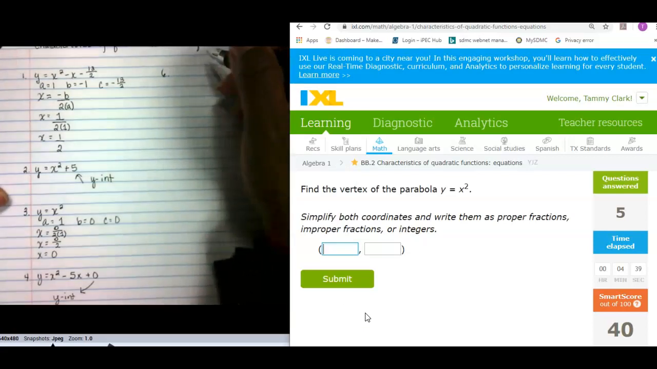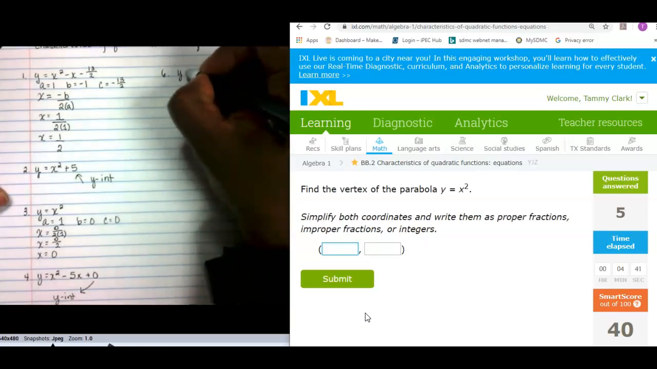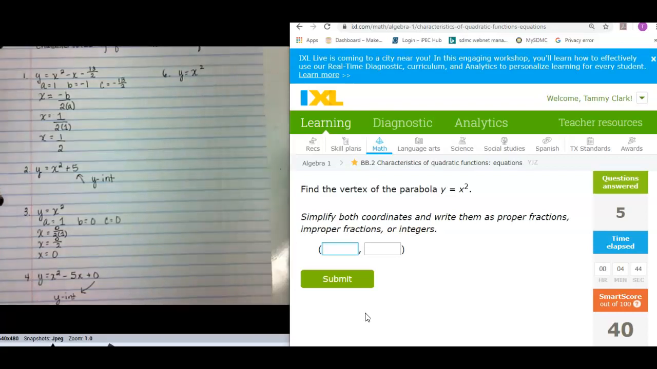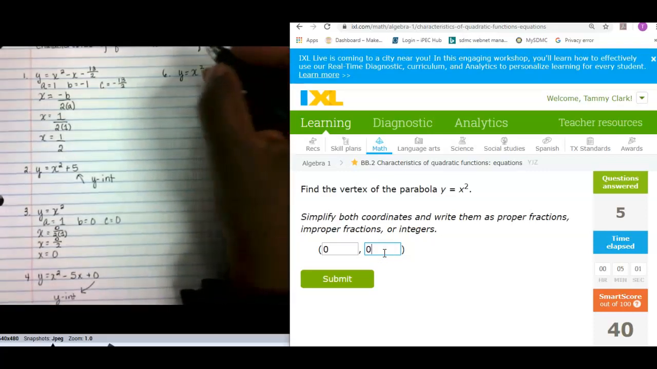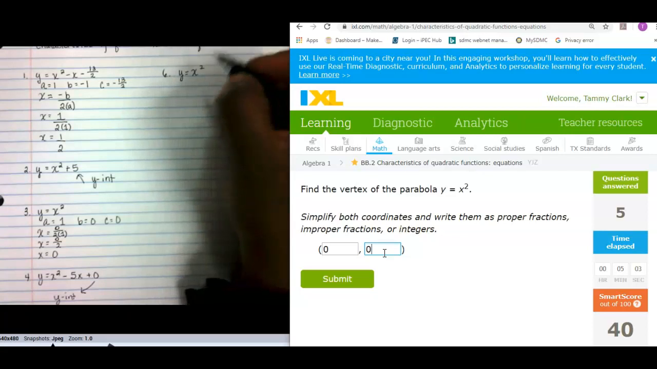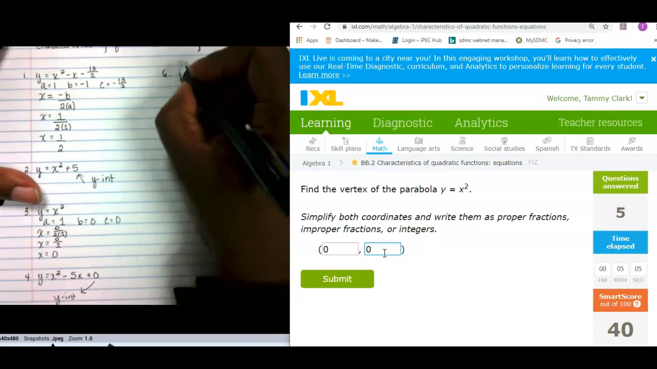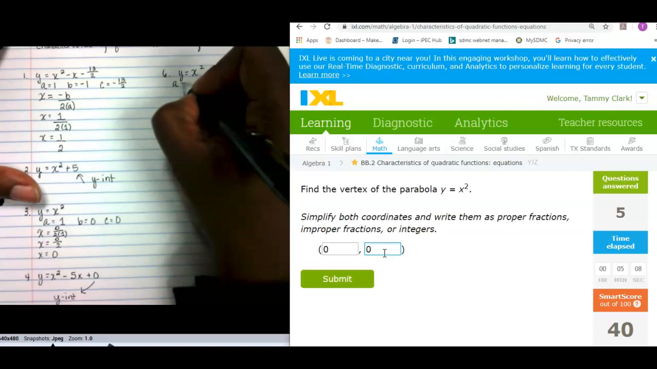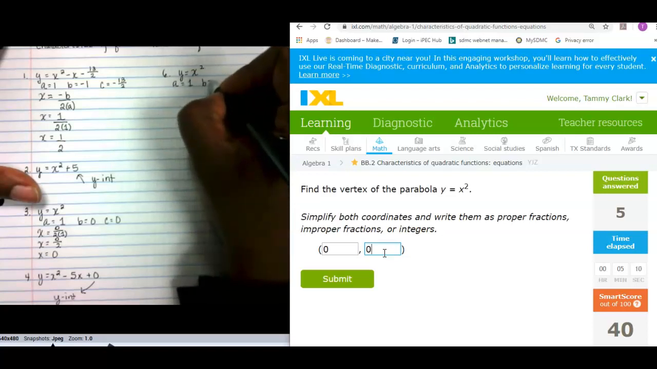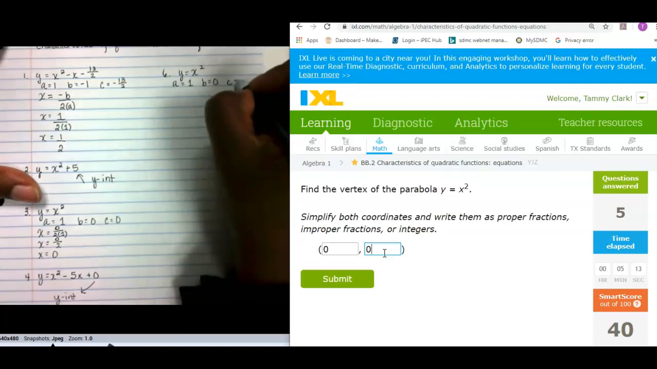So we've got number 6 here. Find the vertex of the parabola y is equal to x squared. Now there really isn't any math here. I'll show you the math, but if you can just remember that when the quadratic is in parent form, your vertex has always got to be 0, 0. But if you wanted to do the math, you would first start off with the axis of symmetry. So we would say our a is 1, our b is 0, and our c is 0.